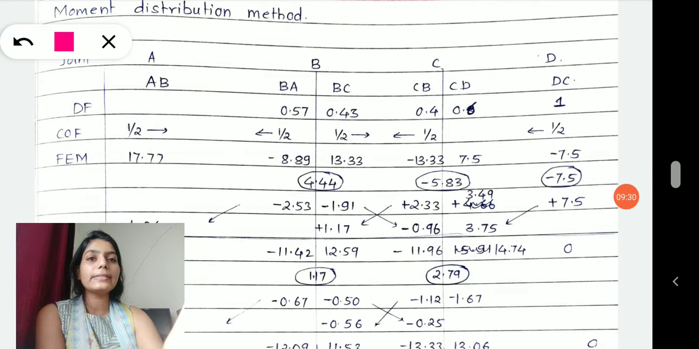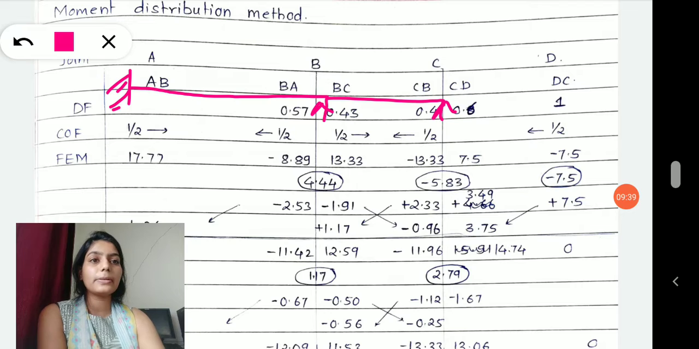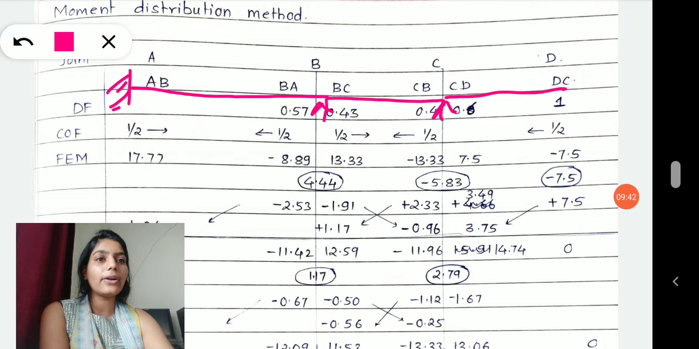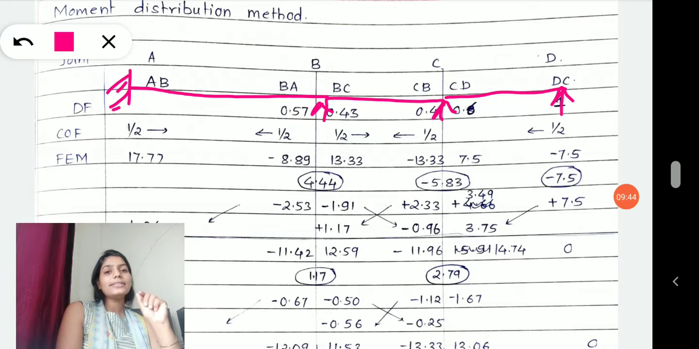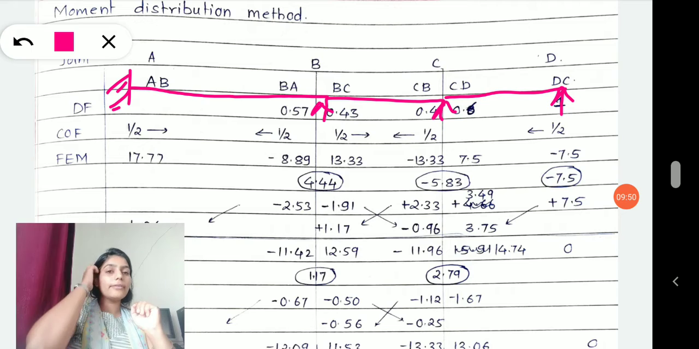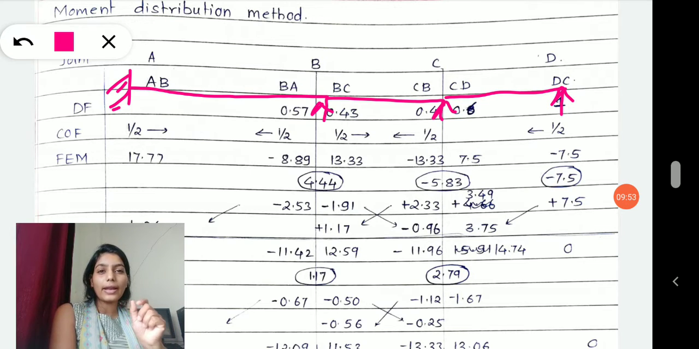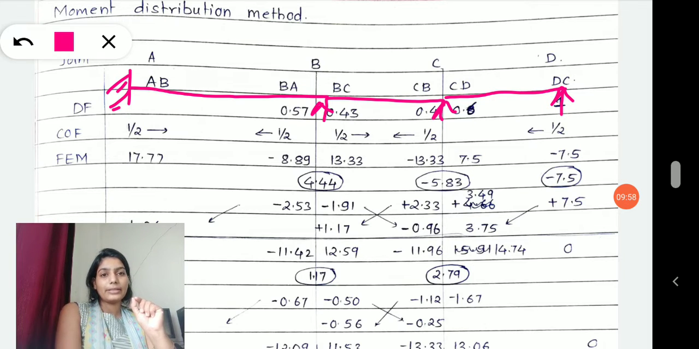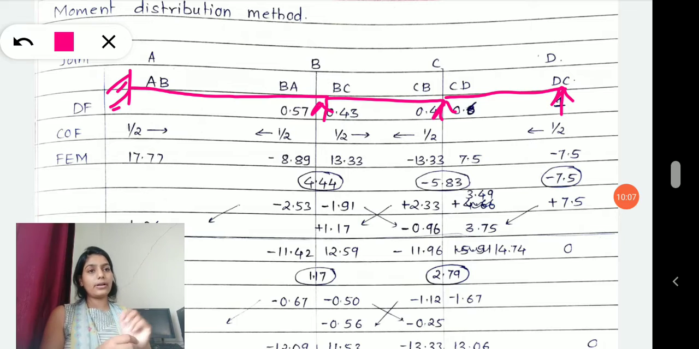See here, this is my fixed end A. Then you have a simple support at B. Then you have a simple support at C. And at end D also you have a simple support. As I said in the earlier problem, where both the ends were hinge ends, there I told you that at a hinge end you have to take an additional equation or additional step in your MDM method. That additional step was what? Balancing your moment at the hinge support or roller support, at the simple support of your beam.